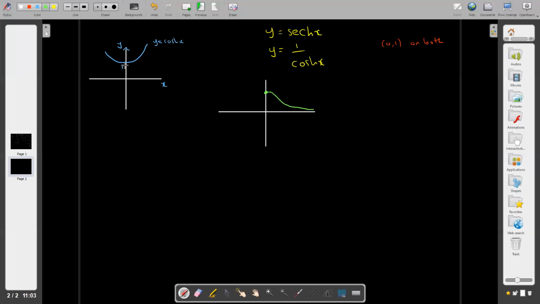Likewise, as we're dividing 1 by these values here, notice that this is going to get a really big number. It's going to come down this way. We'll try and do it a little bit better.